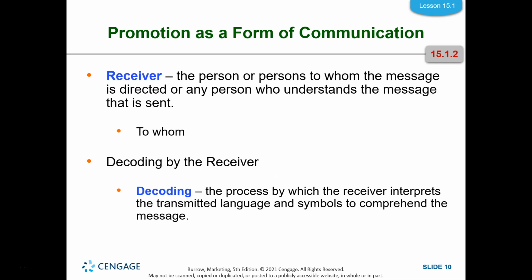Another definition. Receiver, the person or persons to whom the message is directed, or any person who understands the message that is sent. So it could be someone who is overhearing a conversation, could be a receiver as well. So that's to whom. And then the decoding by the receiver. So definition of decoding is the process by which the receiver interprets the transmitted language and symbols to comprehend the message.